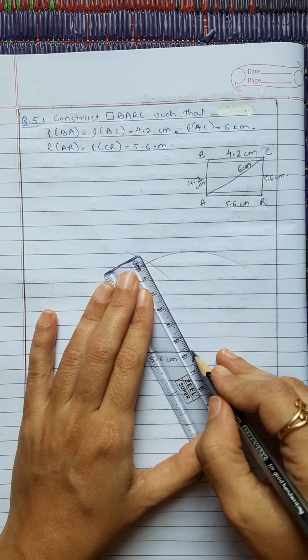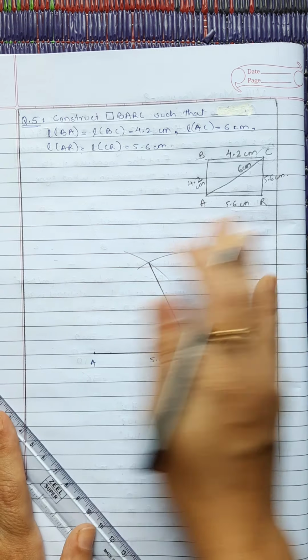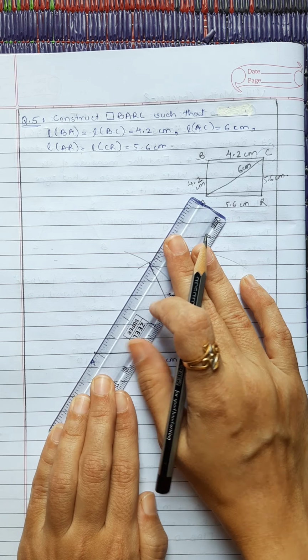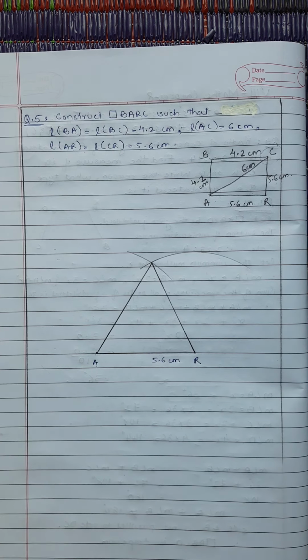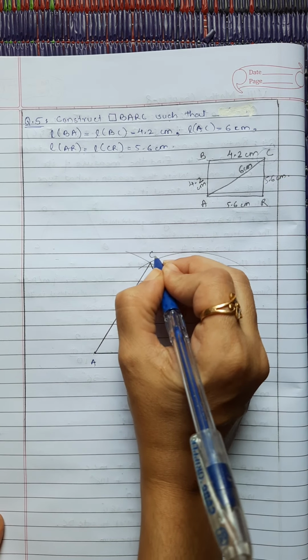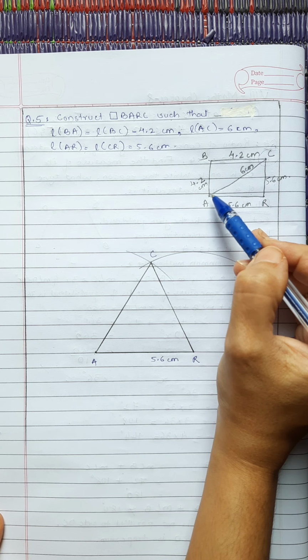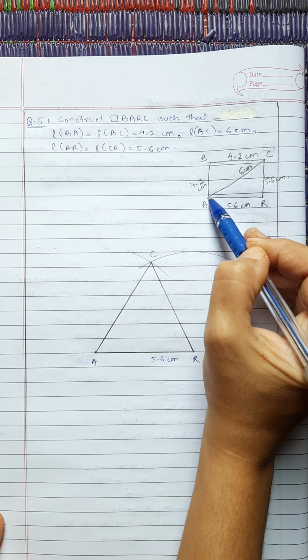Join this intersecting point with vertex R and with vertex A. Name this intersecting point as C. Now we have to go for vertex B. How will we go? From vertex C, we will take 4.2 centimeters, and from vertex A we will take 4.2 centimeters. Okay, I'll go from vertex A first.